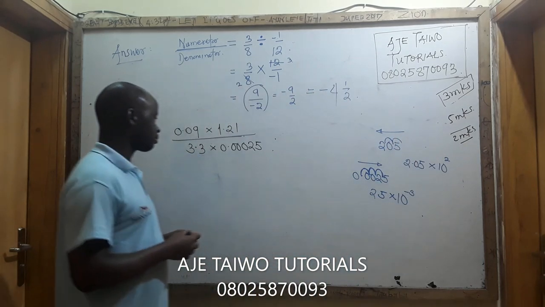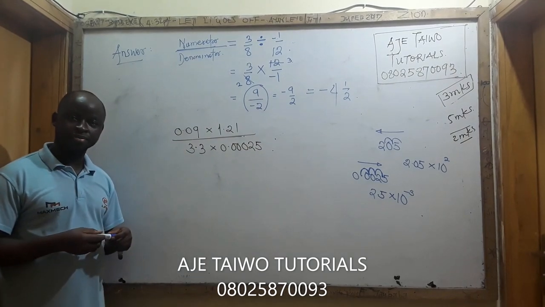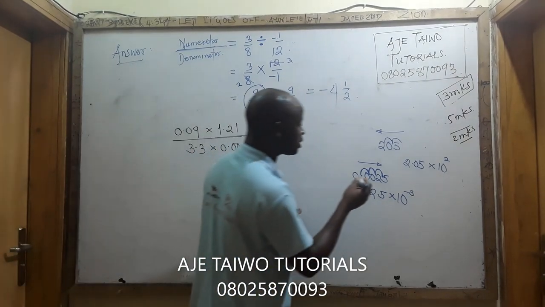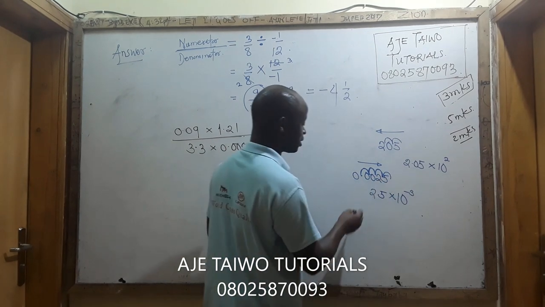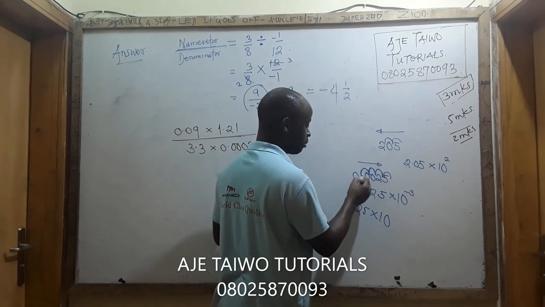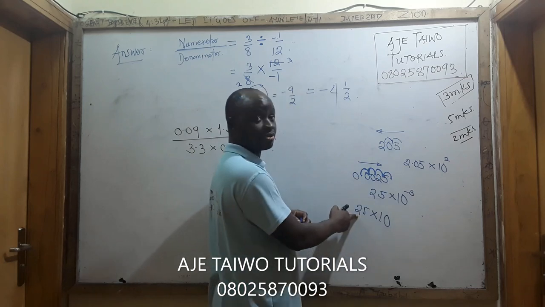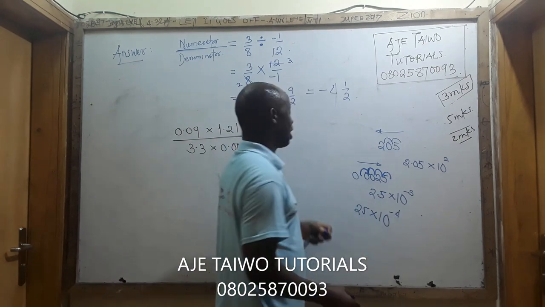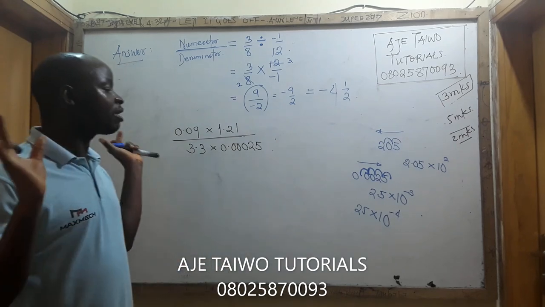Standard form. So the same thing will be done to this. I can also move this away like this and say 25 times 10 to the power minus 5. That means I move like this to here: 1, 2, 3, 4. That's 4 times, that means minus 4. I can move it and cover the whole number without leaving any number.